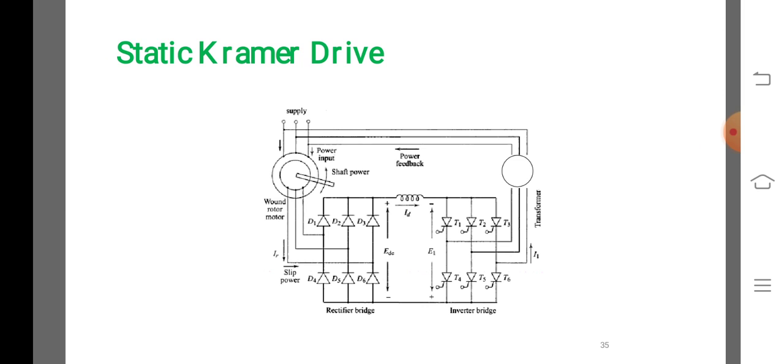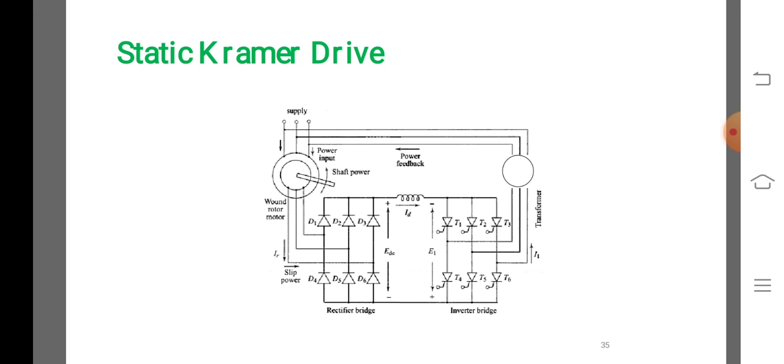This is the three-phase static Kramer drive. The combination of the diode rectifier and phase controlled inverter is called a static Kramer converter or subsynchronous cascade. The rectifier rectifies the slip frequency voltage of the rotor.